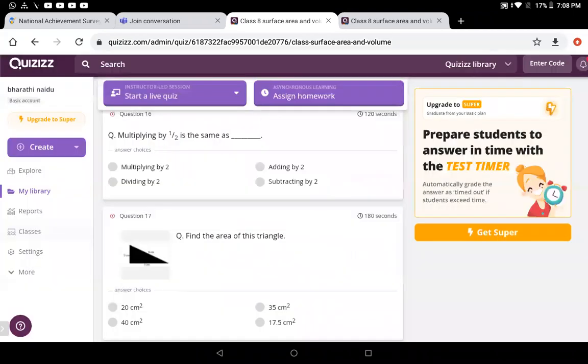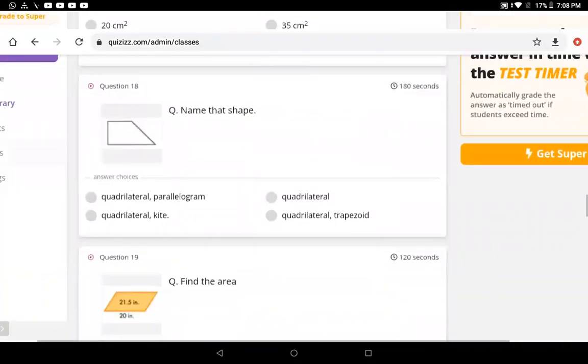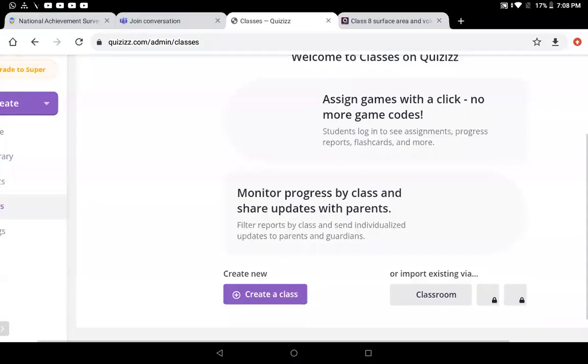Sometimes you can. Next, name this shape. By seeing it, what is the shape, children?